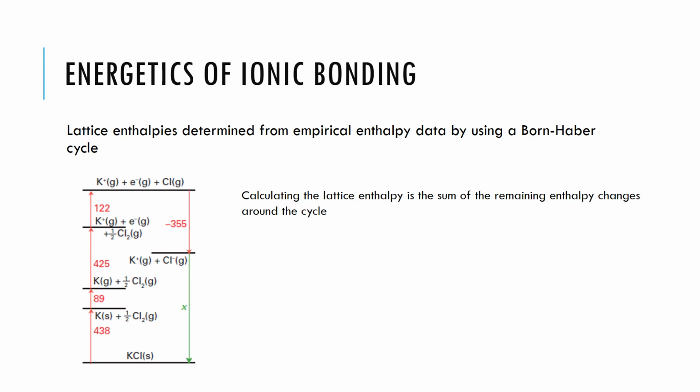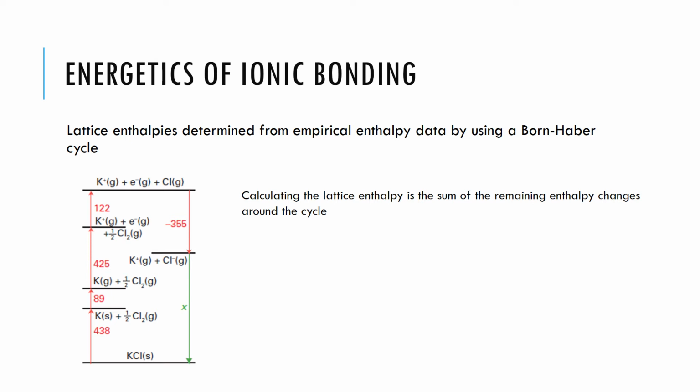Now, some of you will have come across Born-Haber cycles before. Here's an example of a Born-Haber cycle. We can determine the lattice enthalpy for a compound. In this case, I show you an example of potassium chloride from empirical data using a Born-Haber cycle. And what do I mean by empirical data? Well, this is data that we have access to readily in the textbooks or on the internet.